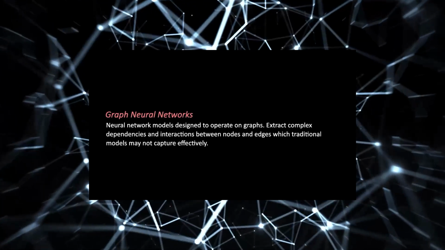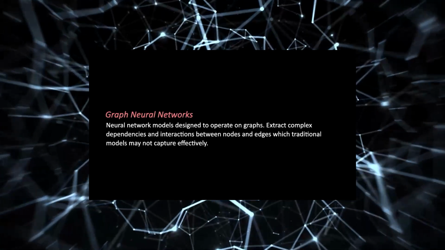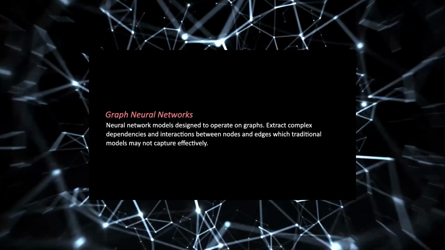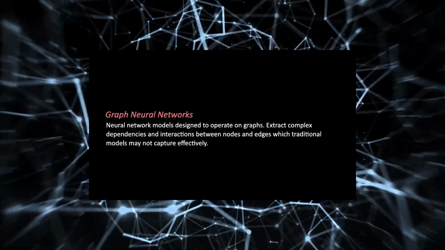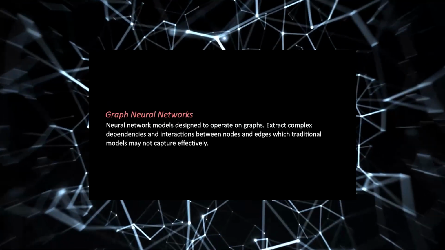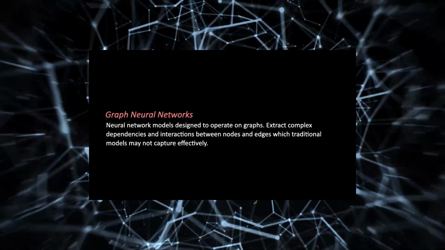If you want to work with deep learning algorithms on graph data, the right thing is to use graph neural networks. These are neural network models designed to operate on graphs, and they are set up in such a way that they are capable of extracting complex dependencies and interactions between nodes and edges which traditional models may not capture effectively. Graph neural networks are used for different kinds of prediction tasks.